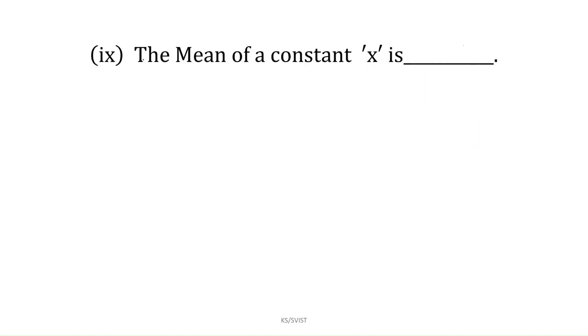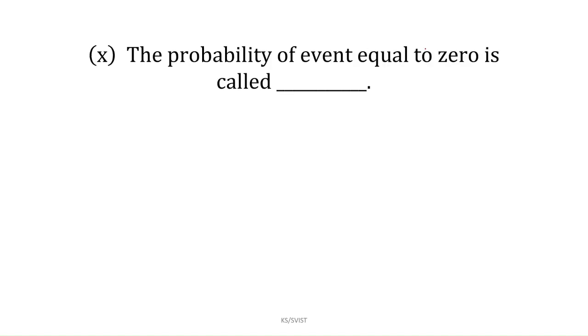Next question. The mean of a constant x is... We know the mean of a constant is constant, so the answer is x. Next question. The probability of an event equal to 0 is called an impossible event.